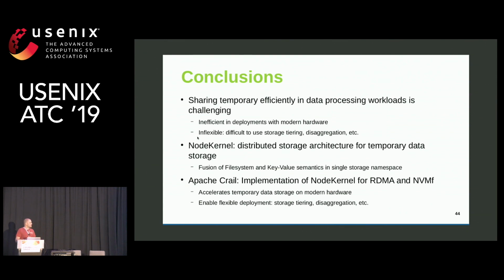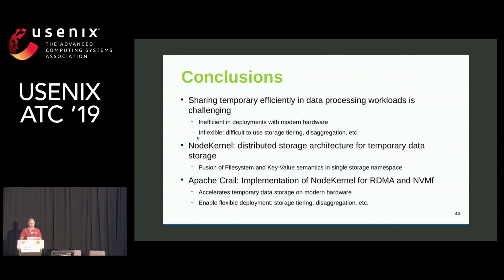So that's basically the end of the technical part. The conclusion is that sharing temporary data efficiently in data processing frameworks is challenging, because it's difficult to implement it efficiently and in a flexible manner so that you can support new hardware and new deployment modes. NodeKernel is a distributed storage architecture that is designed for temporary storage. It's fusing file system and key value semantics into a single store, and it's designed for modern hardware. And Apache Crail is our current implementation of this architecture.